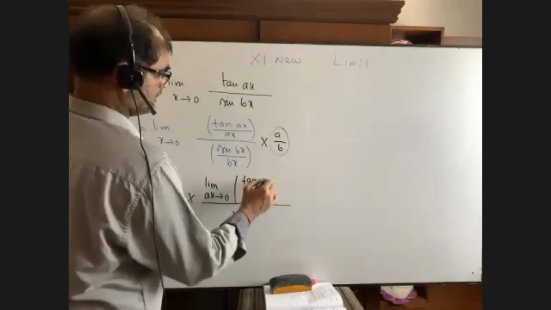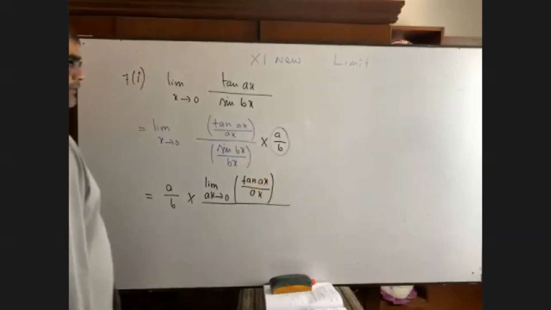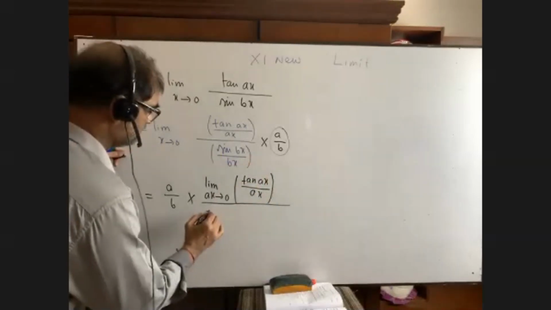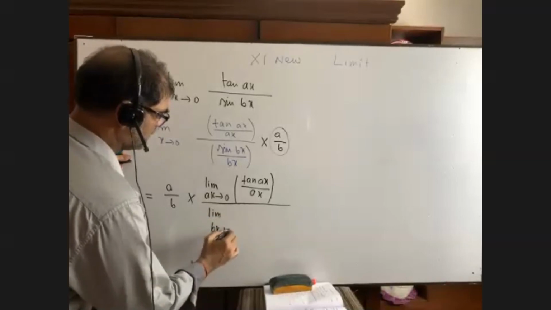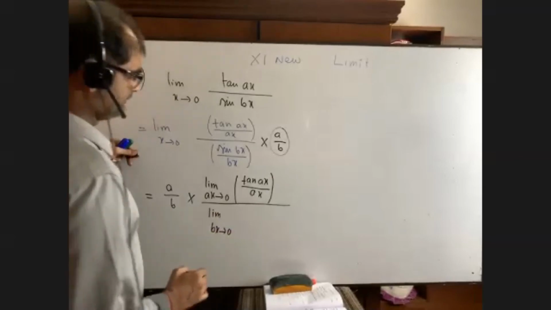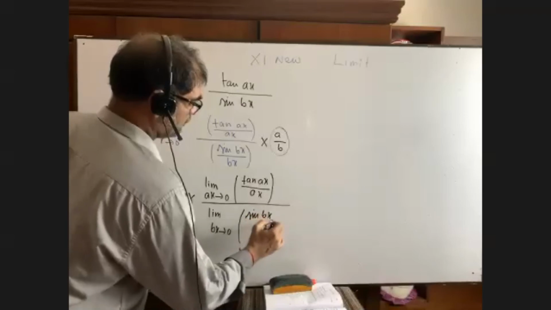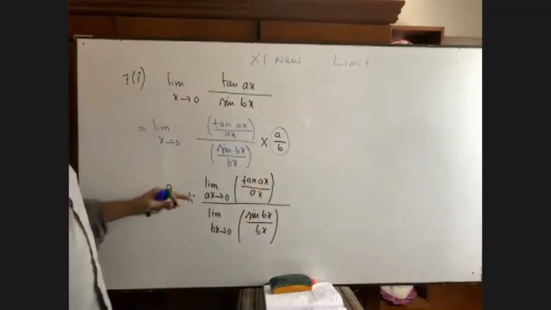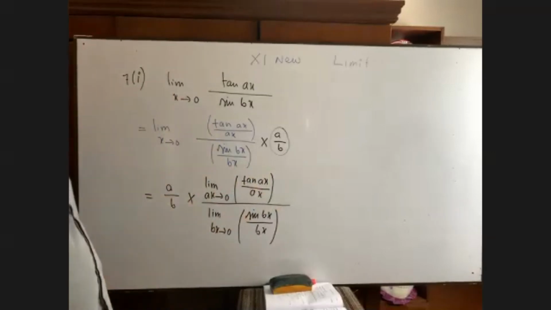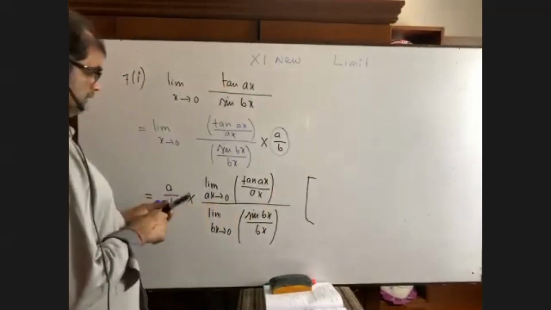tan ax by ax, and here limit bx tends to 0, and we are getting sin bx by bx. As there are two functions, I have taken limit in both the functions. It can be taken. Now you see what I have done here. Write down the side note.